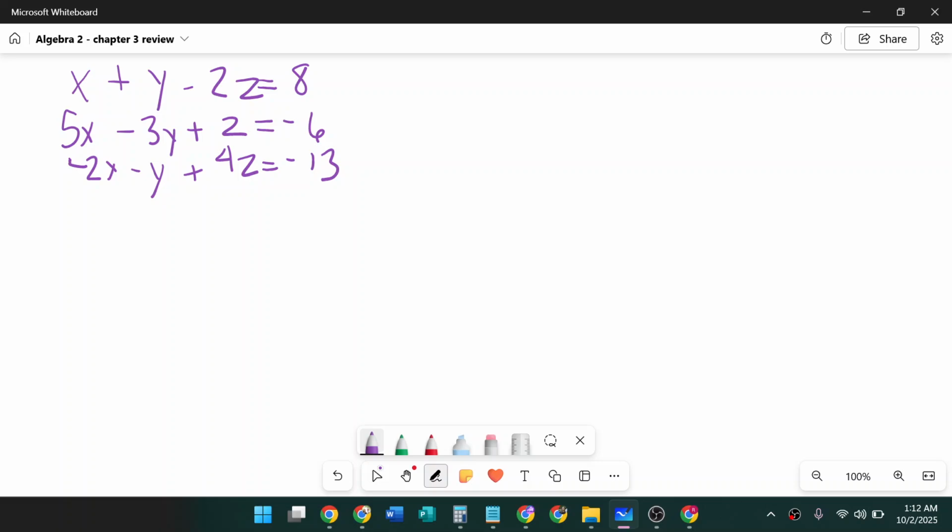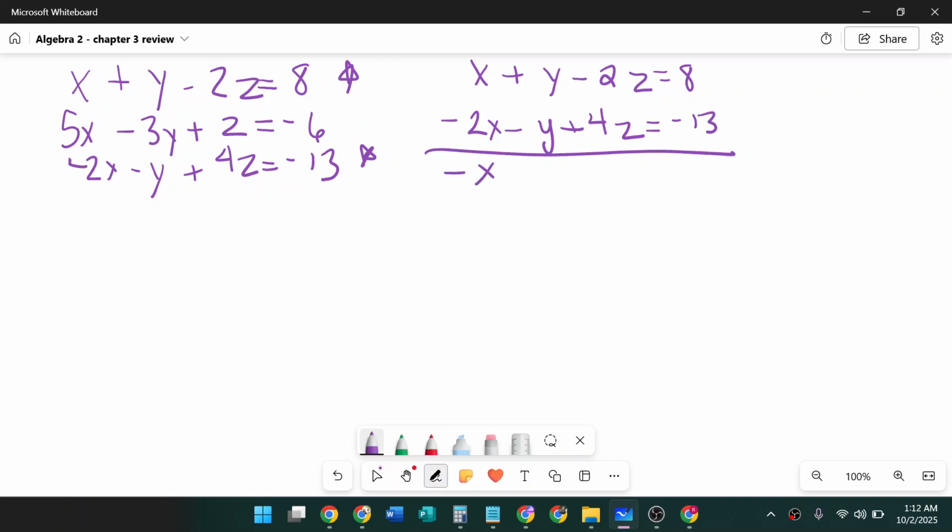So I'm going to pick 2 of them, this one and this one, because they both have a y that is opposite. So I know I can get rid of it. So negative x, that goes away, plus 2z equals negative 5. Alright, so there's one of my equations. Now I'm going to do the same thing. I'm going to pick this one with one of the others.